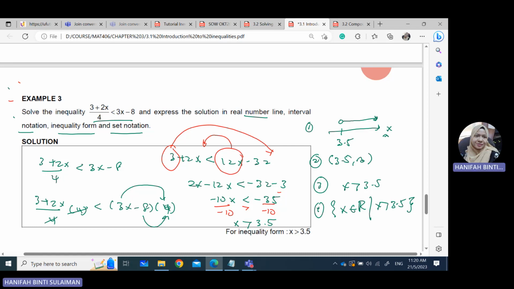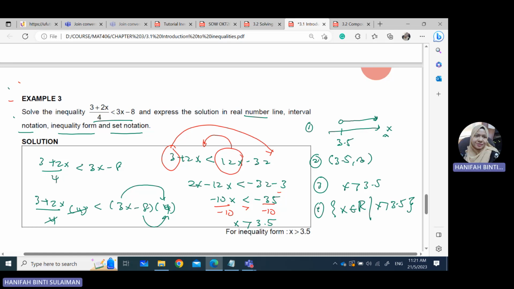Kita nak simplify yang x ni. Kita nak jadikan x ni dia punya tepi satu. Nak x saja. Kita tak nak ada apa-apa number kat situ. So untuk dapatkan x saja, kita katakan kat sini ada negatif 10. Kita divide by negatif 10. So 10 over negatif 10, kita akan dapat 1. So 1 dalam x, kita akan dapat x.